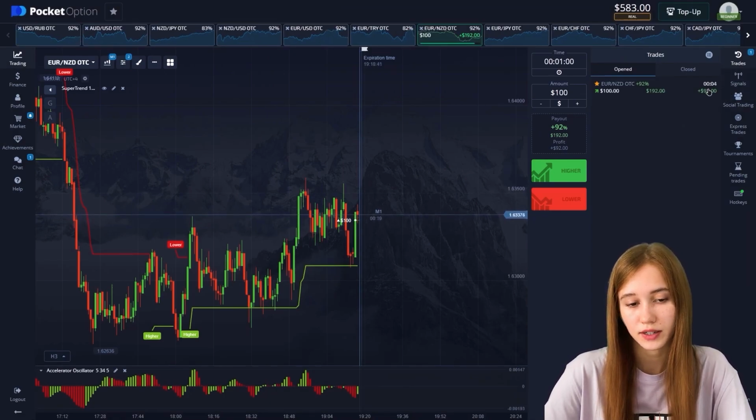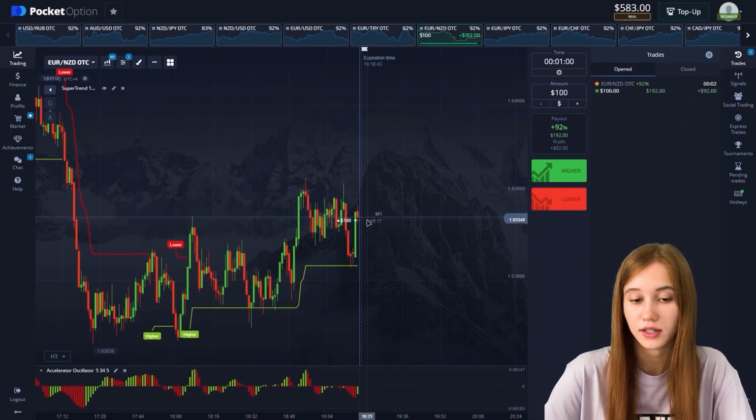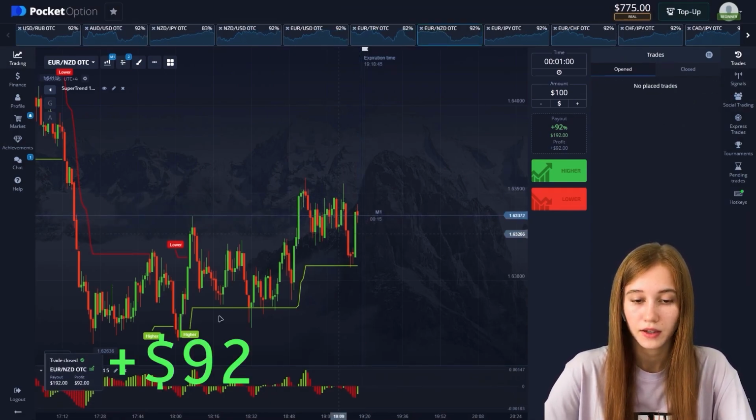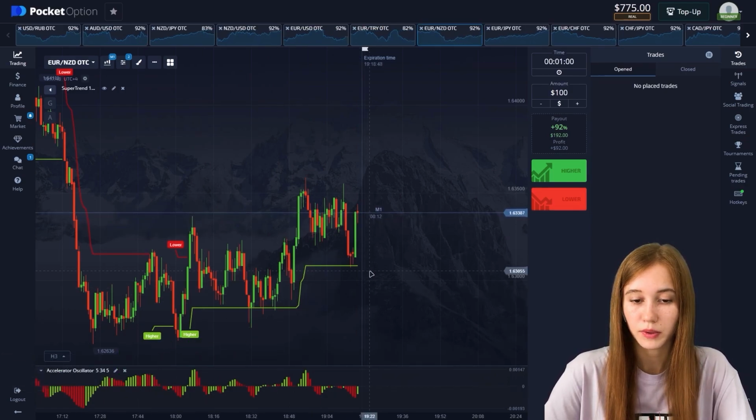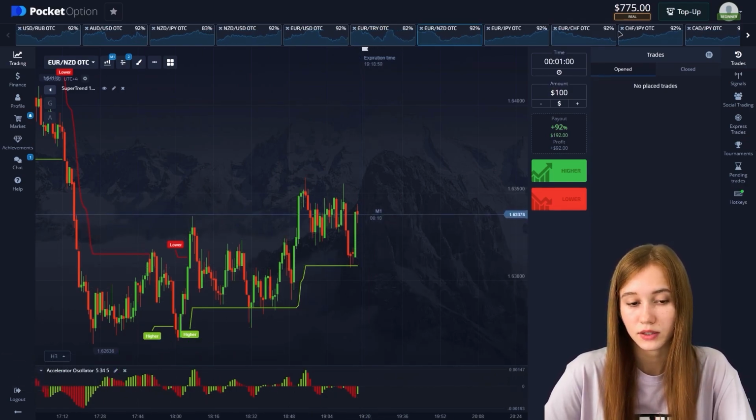There are 4 seconds left until the end of the deal. So a small doji candle is formed, plus deal $92.